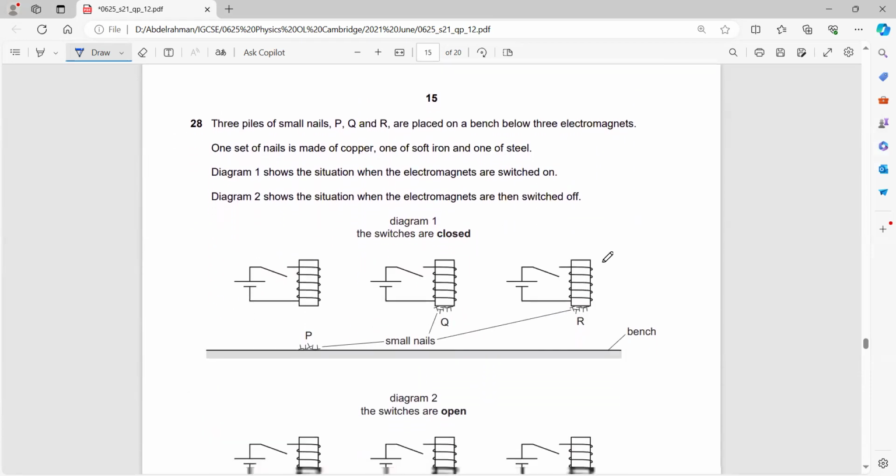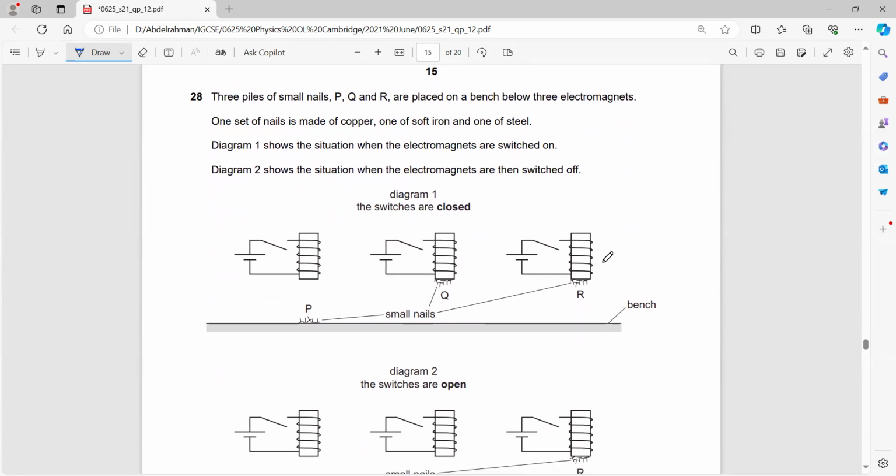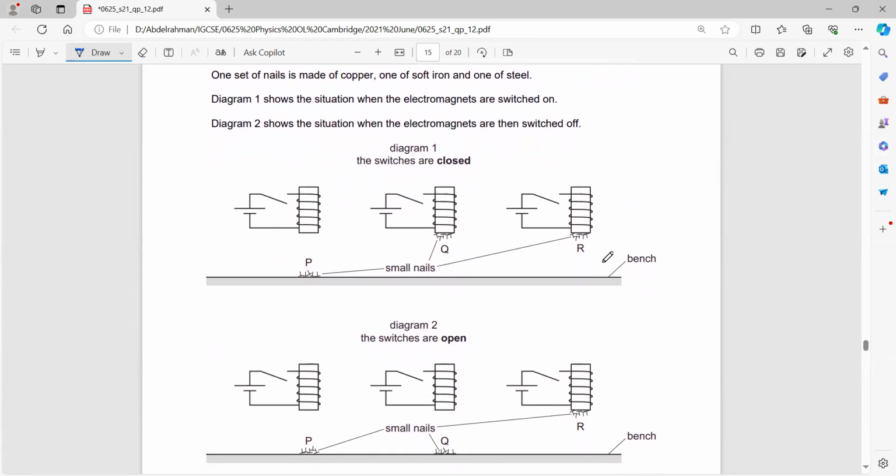This is a really nice one. We have some nails, P, Q, and R. And in diagram 1, the switches are closed.